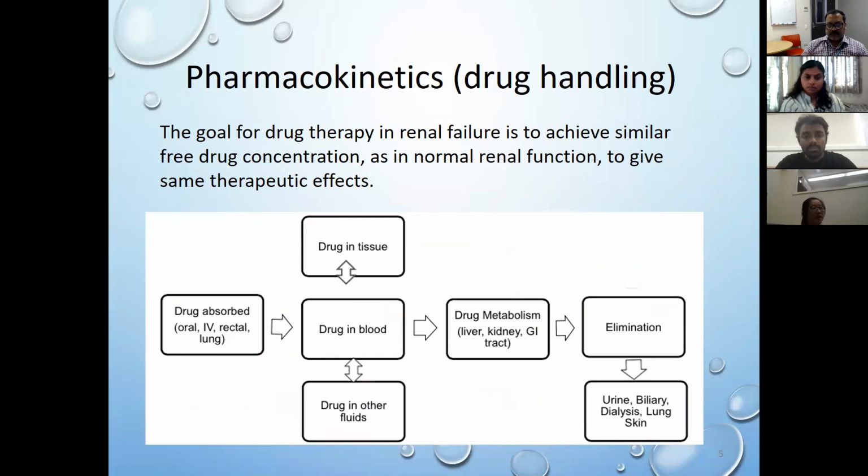So to start off with some pharmacokinetics. Can anyone tell me what pharmacokinetics is when we talk about pharmacology? Does anyone have an easy way of remembering the difference between pharmacokinetics and pharmacodynamics? Anyone?